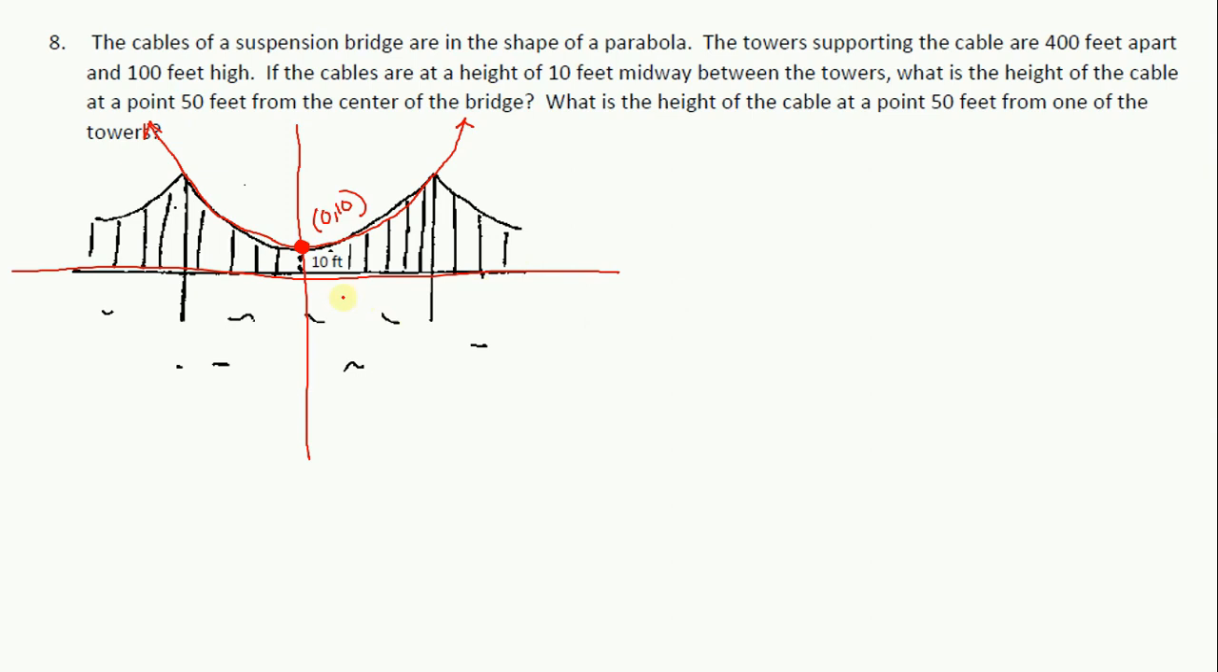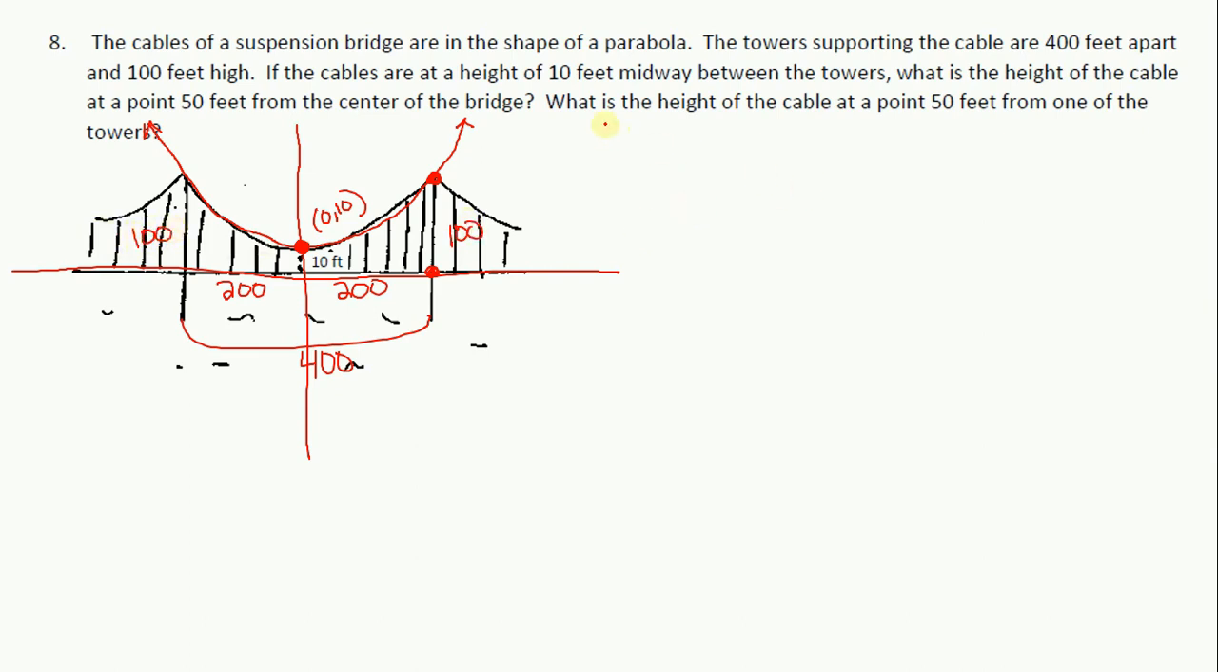Then I need to start labeling some other stuff that they gave me. Towers supporting the cable are 400 feet apart, so that tells me from here to here is 400 feet. Now, I split this halfway down the middle, so each side would have to be 200, right? Because if I had 400, I had to split it in half. Then they tell me that the towers are 100 feet high. So from here to here is 100 feet high.